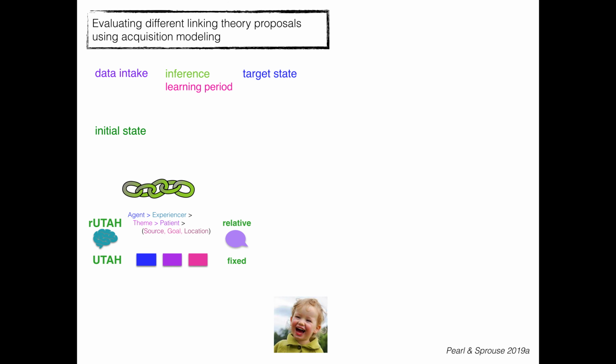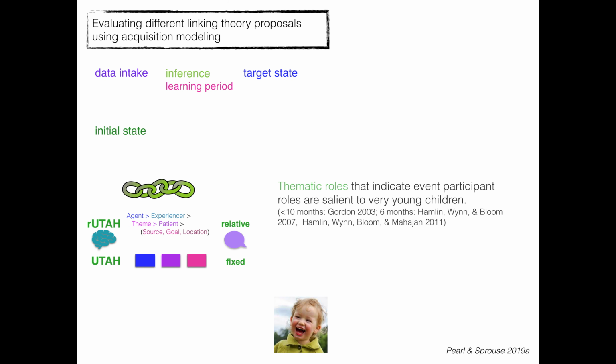And so let's walk through the different pieces. In the initial state, we have thematic roles, and they yield these intermediate representations, either a fixed or a relative one. Thematic roles are not crazy to think that kids would have in their initial state. They indicate event participant roles. They're pretty salient to very young children. So it seems reasonable to think that our learners would have access to thematic representations, cognitively plausible.